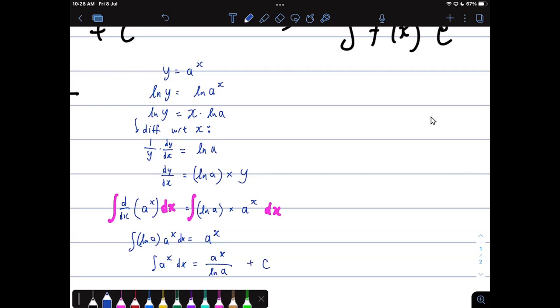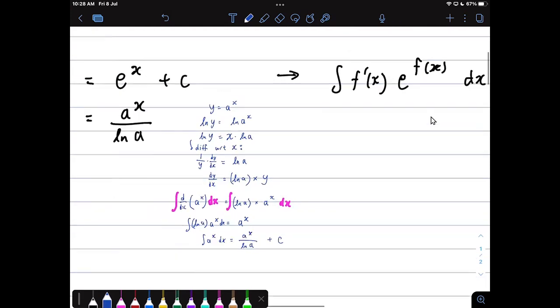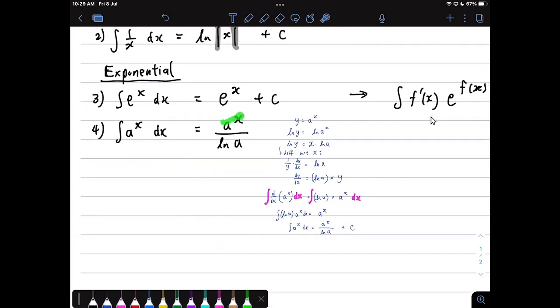So that's the formula. A to the power x is just like e to the power x, but you divide by ln a. Just imagine if a is equal to e, what do you get? The integral of e to the power x dx equals e to the power x over ln e. What's ln e?